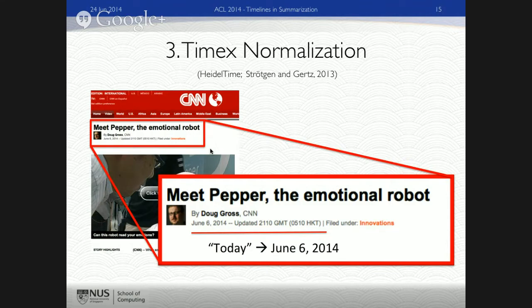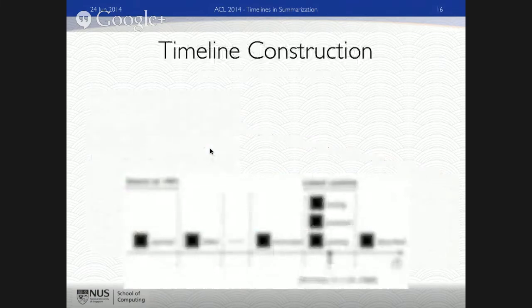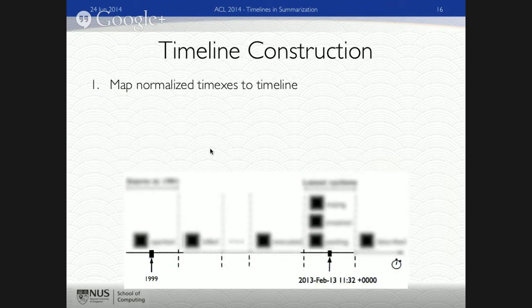This is we use the HeidelTime system for doing that. So once we have all of these systems working, what we want to do is generate the timeline that I showed you earlier, and that's done by the following steps. First, we're going to extract these time expressions, and we're going to put them on a timeline. So we have exact timestamps as well as relative time spans, like 1999, as you see on the left.